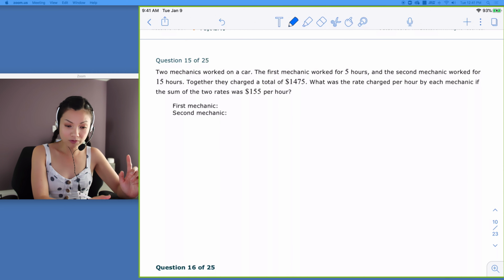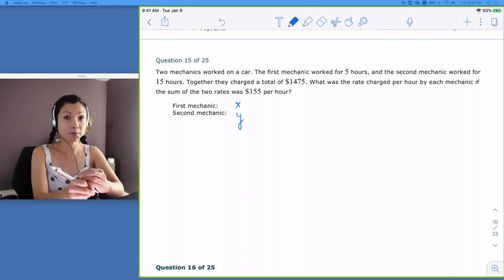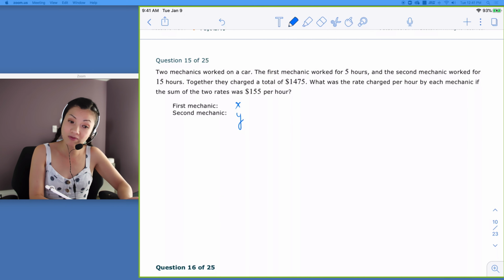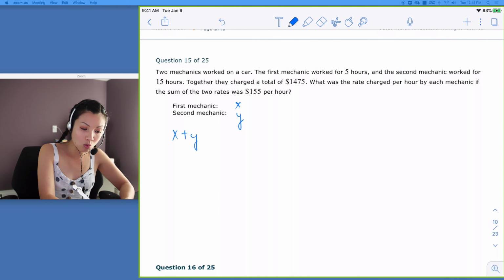Okay, so the first thing we need to come up with is the variables. They're asking you for the rate charged per hour by each mechanic. So how about I call the rate of the first mechanic X and the rate of the second mechanic Y. I know the sum of the two rates is 155. That means I have X plus Y equals 155.